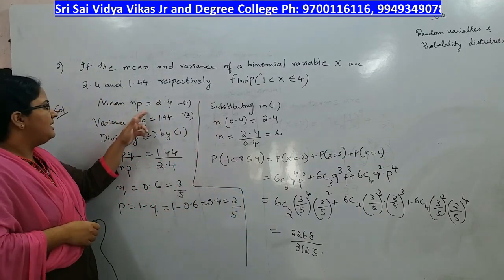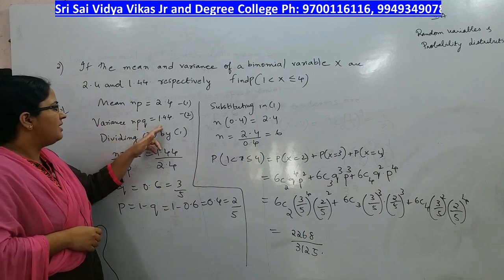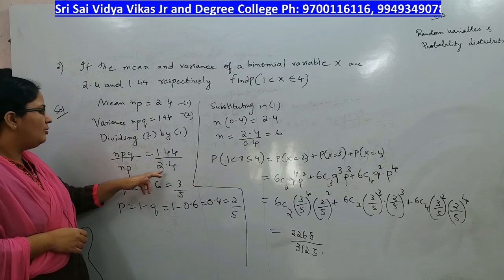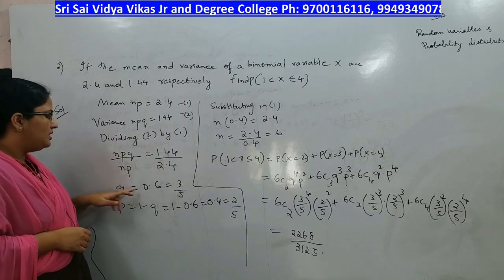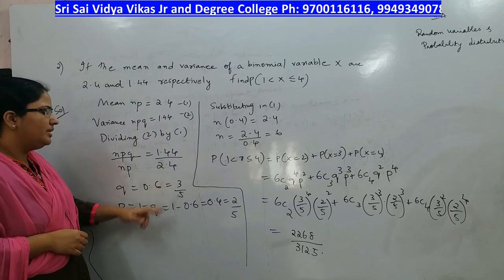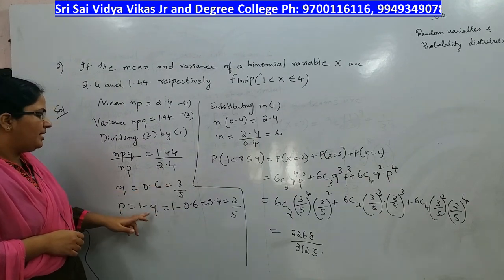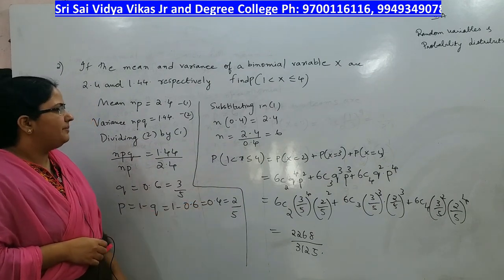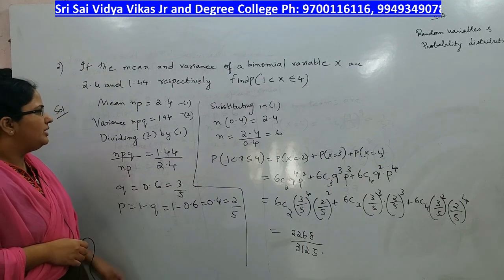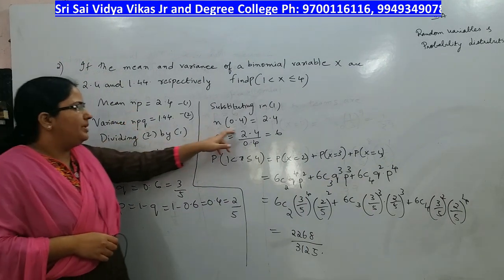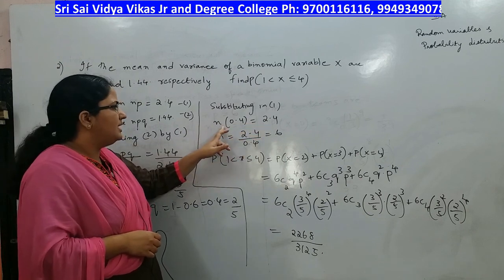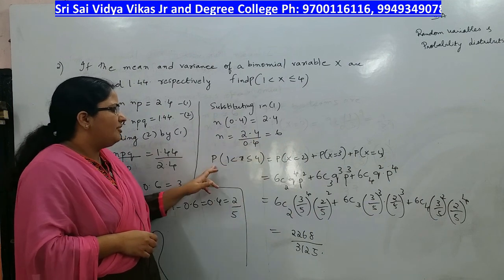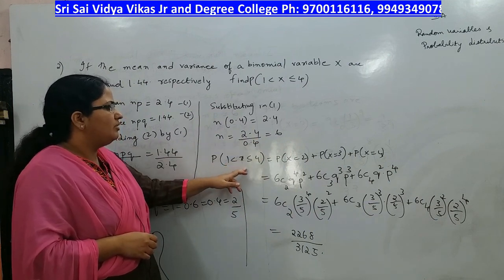So here mean NP is given as 2.4, variance NPQ is given as 1.44. NPQ by NP is equal to 1.44 by 2.4, NP cancel, Q is equal to 0.6 that is equal to 3 by 5. P value will be 1 minus Q, that is 1 minus 0.6 which is 0.4 which is 2 by 5. Substituting in NP equal to 2.4, N is 2.4 by 0.4, N value is equal to 6.